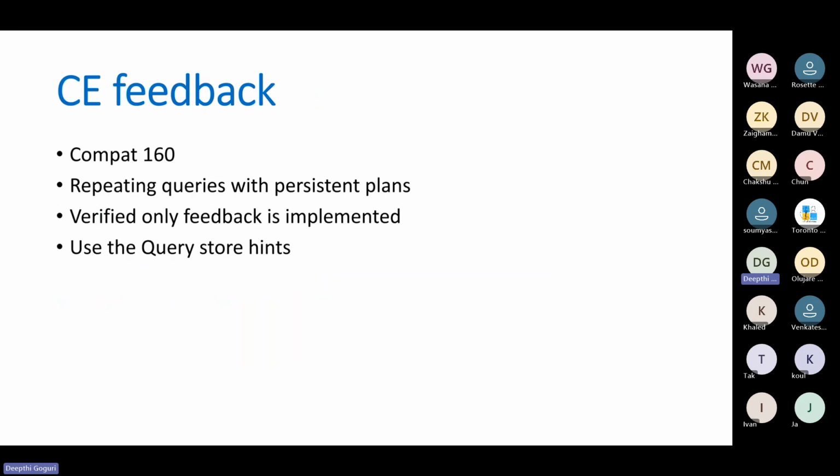There is DOP feedback and cardinality estimate feedback. This is the same feedback that we were talking about. All you have to do is make sure your database is on SQL Server 2022 compatibility mode, and your queries have to be repeated. If you expect cardinality estimate feedback to work on a query which you just run once in a while, it doesn't work that way. Your queries have to run repeatedly with persistent plans to make sure we capture this data. Like I said, it will capture that feedback, verify, and use query store hints to run the queries properly.